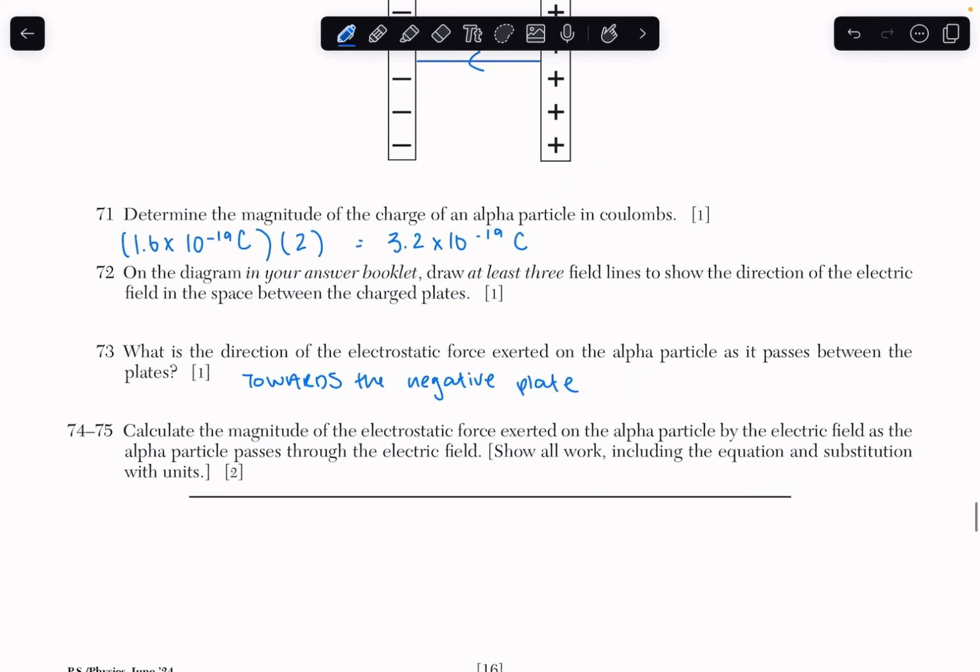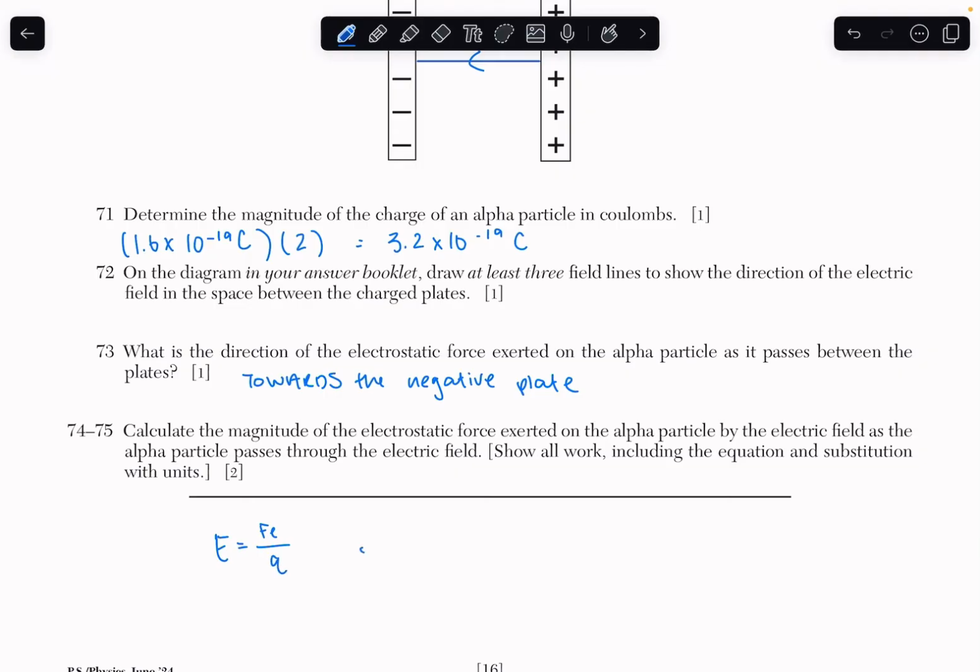74 to 75. Calculate the magnitude of the electrostatic force exerted on the alpha particle by the electric field as the alpha particle passes through the electric field. So, in this problem, they already gave us the charge of the particle and the magnitude of the electric field strength, so we can solve for electrostatic force by using the equation E equals Fe over q.